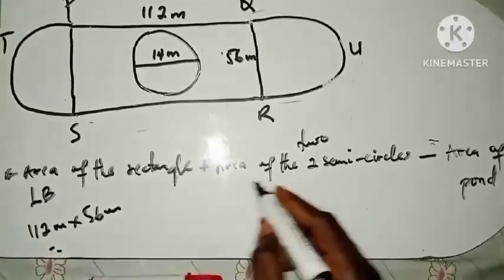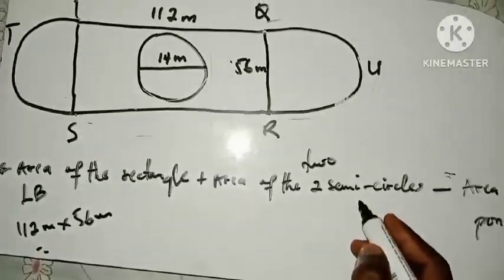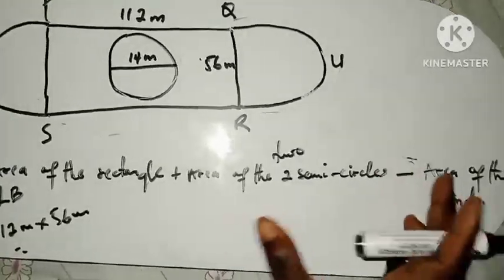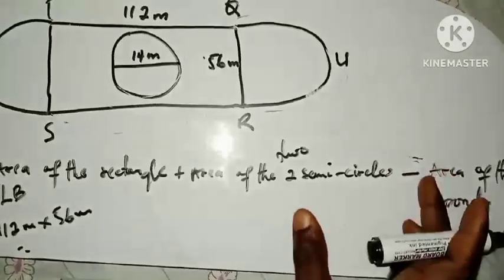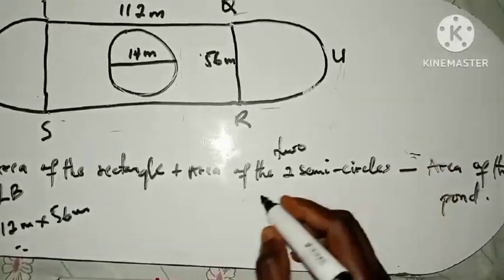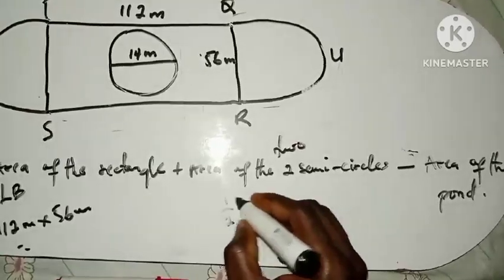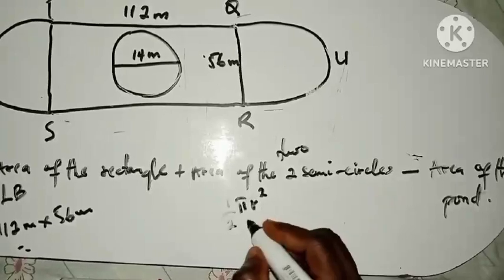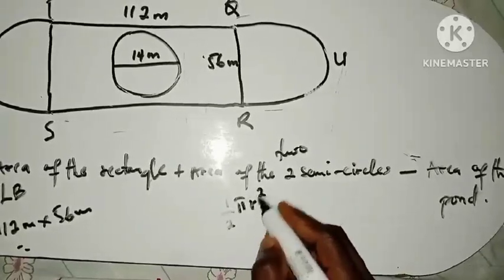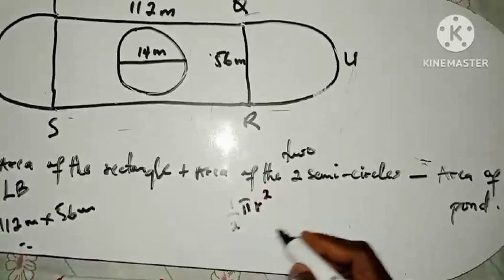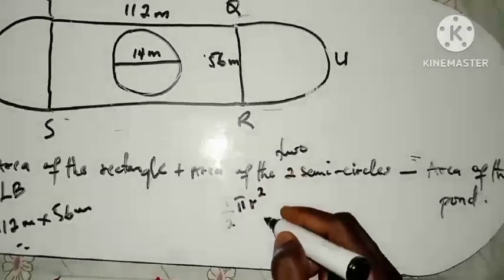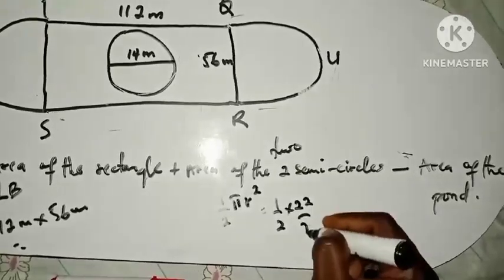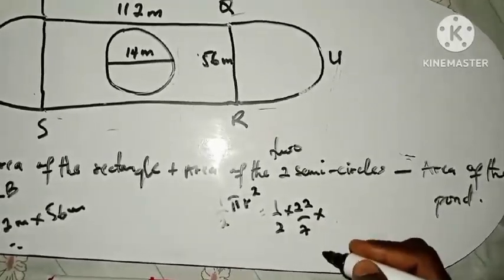Coming to this part here, the area of the semicircle. You should be able to know the area of one semicircle before you multiply that by 2, or add the two values. So what is the area of a semicircle? That is 1 on 2 pi r squared, because the area of a circle is just pi r squared, so half of that gives us the semicircle. That's going to be 1 on 2, pi is equal to 22 on 7, and then multiply by the r squared.